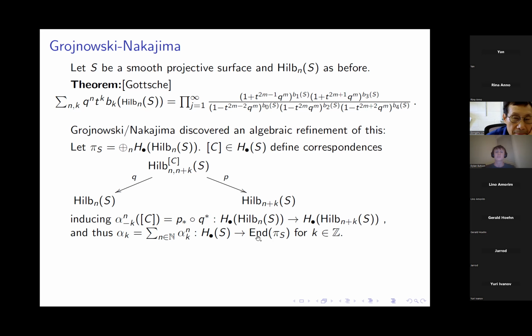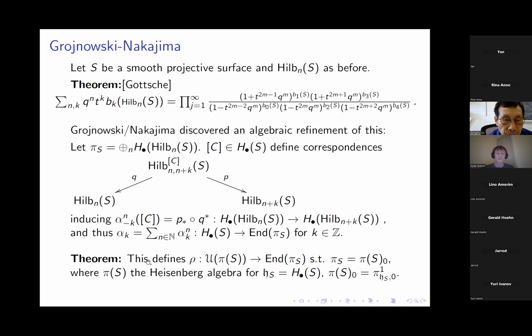So these endomorphisms showing up on the right-hand side here are like the endomorphisms that would be induced from representations of the type I explained in the previous slide. And as we'll see a little bit later, these are indeed endomorphisms in the image of a geometric representation of the type that comes from convolution, like I was explaining previously. And we'll see that in a second. Anyway, so Grojnowski and Nakajima built this map from the homology of S to endomorphisms of pi S.